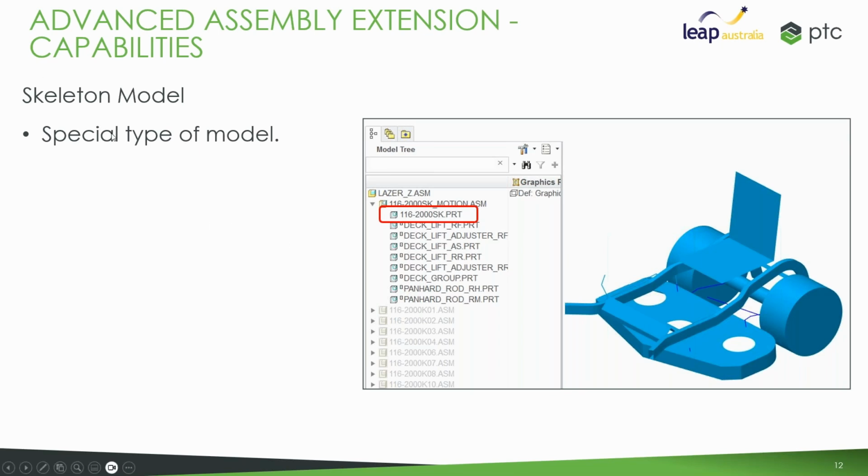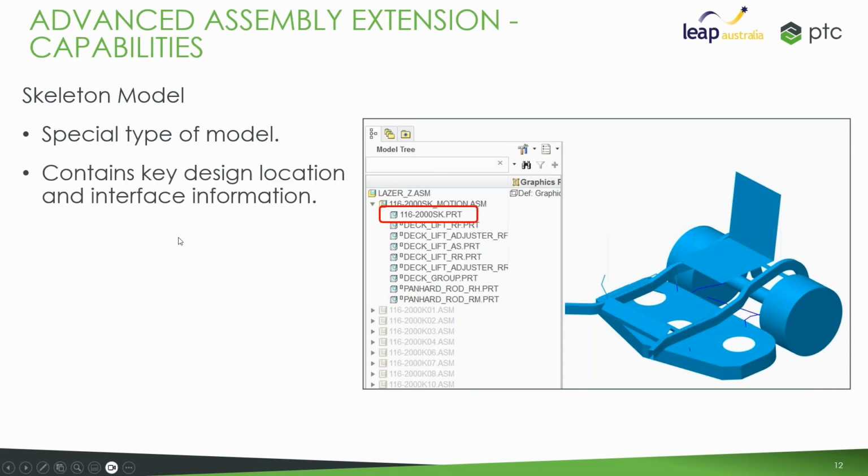So a skeleton model is a part file. It's a special type of model. It's seen differently with respect to bill of materials, and mass properties and things like that. It contains design, location, and interface information, as I sort of mentioned, and it's always first in the model tree. So we saw before that A, B, C, D was referring back to S, which is a skeleton. Yes, it's always first in the tree, then anything else comes below it.